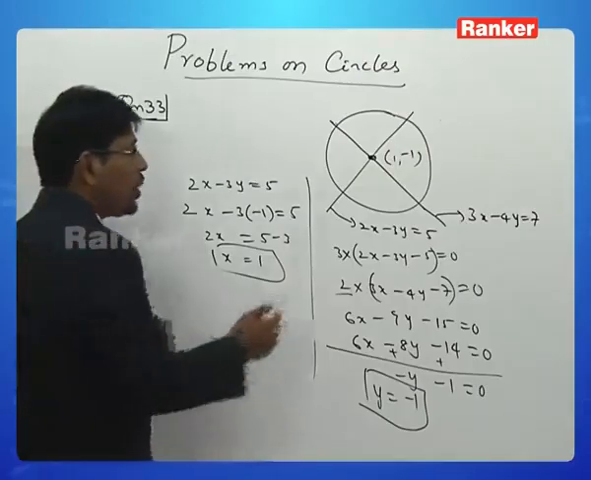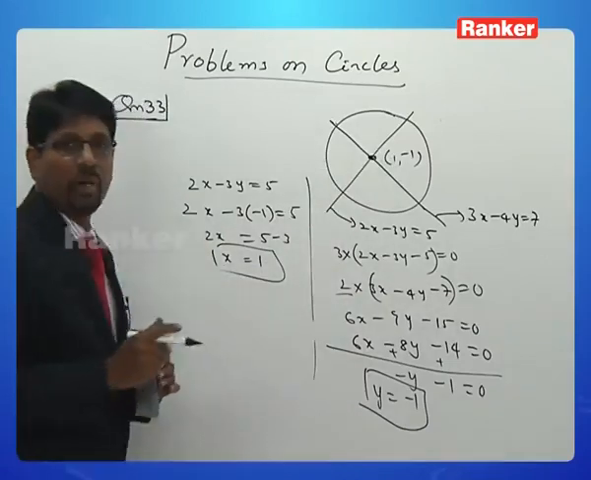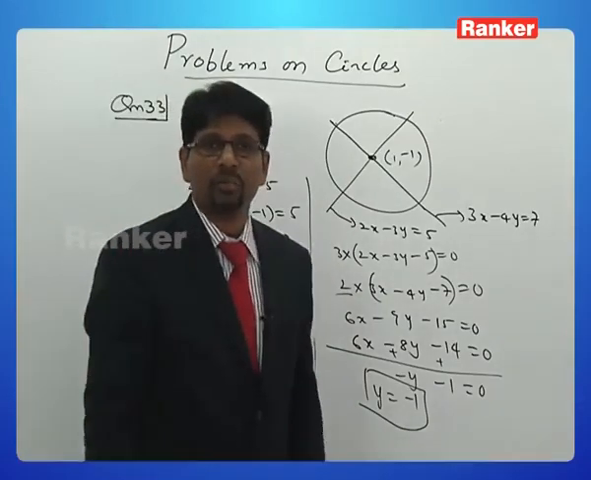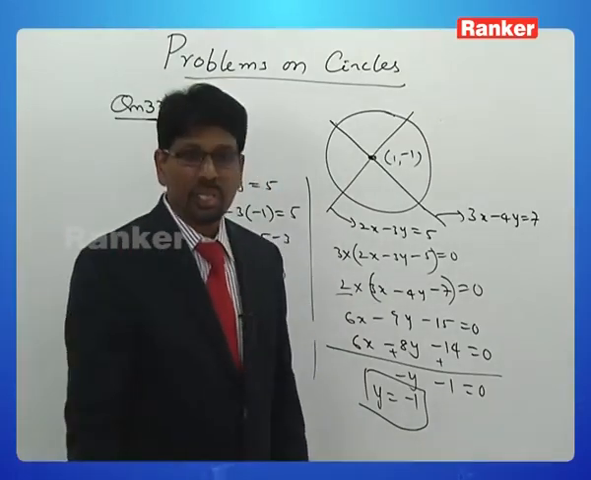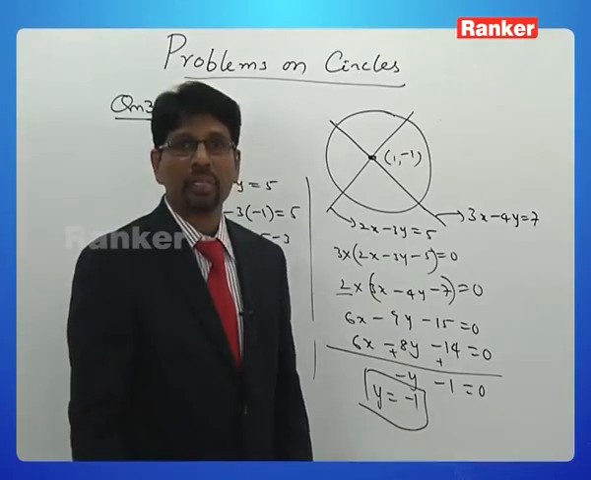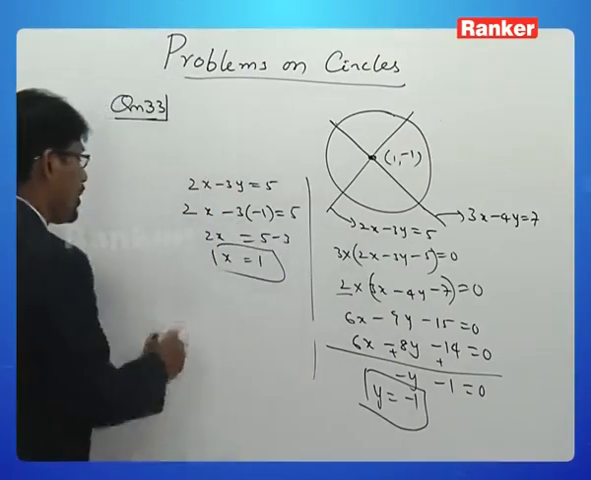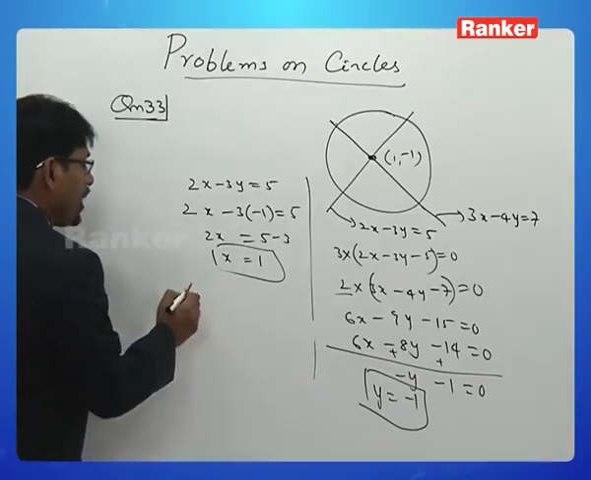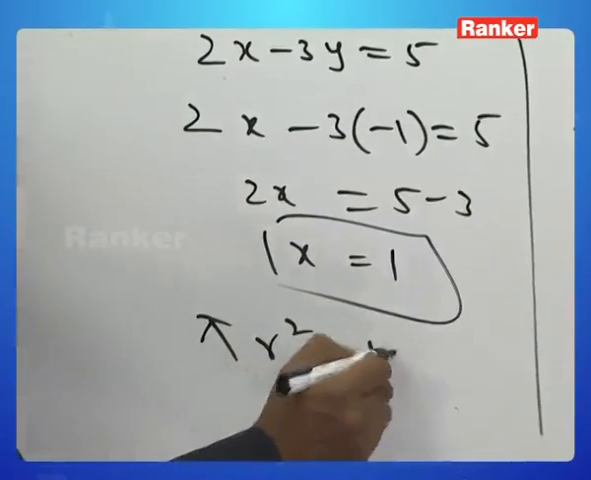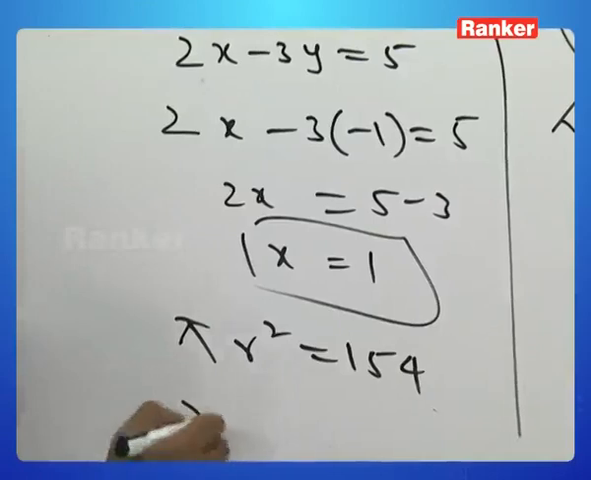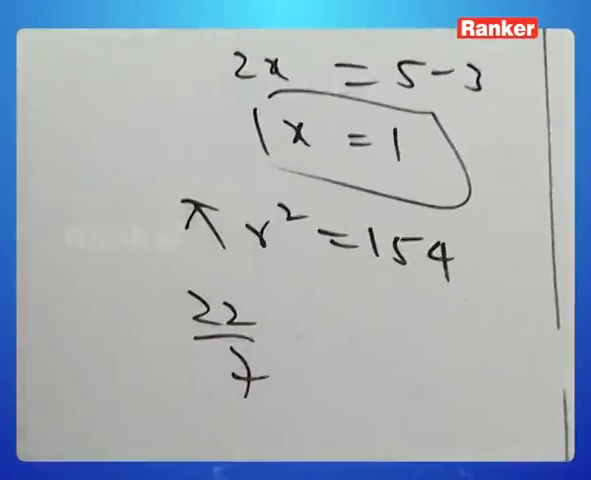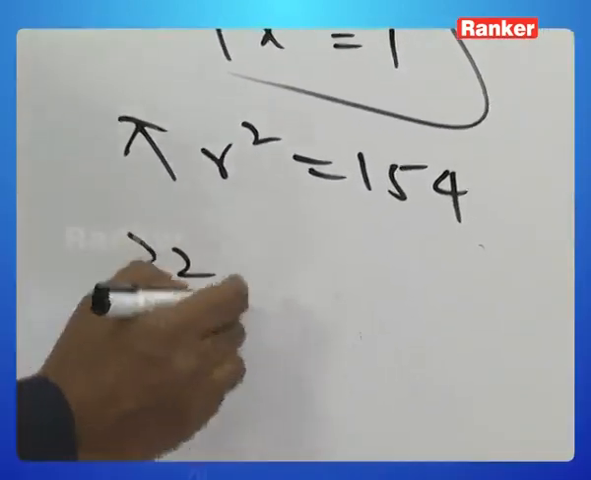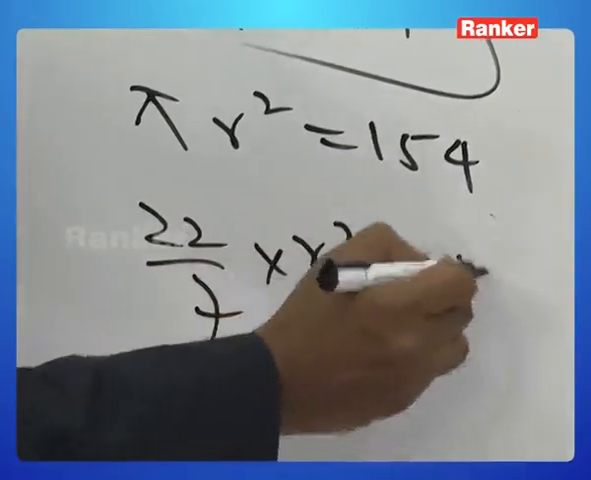Now once I know the center, what else do we require to find the equation of the circle? We need the radius. So what is the radius? He has given that the area of the circle is 154 square units. What is area? Pi r square is equal to 154. What is pi approximately? For all practical purposes it is 22 by 7, into r square is equal to 154.